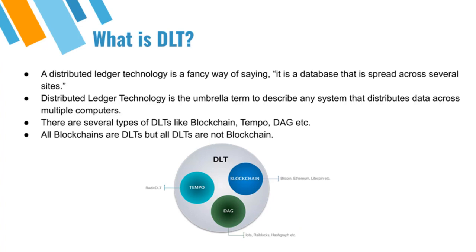So, what is distributed ledger technology? If we want to define distributed ledger technology in simple terms, we can say it is a database that is spread across multiple computers in the world. The primary aim of distributed ledger technology is to reduce the risk of central storage, which we can see in different organization and government structures. Distributed ledger technology is an umbrella term to describe any system that is distributed across multiple sites.